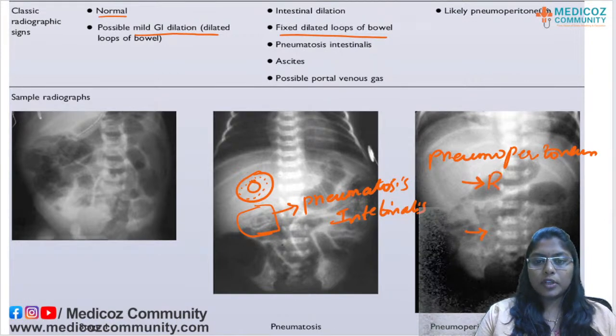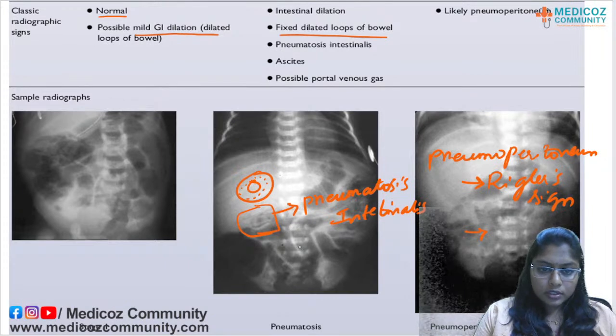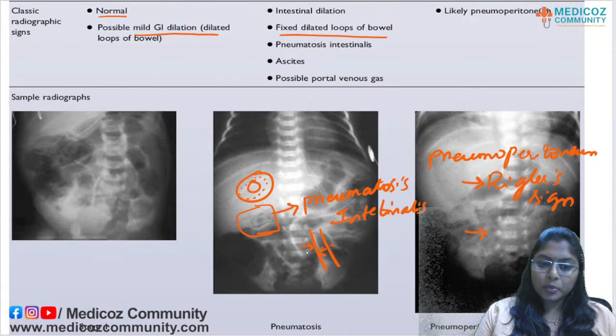The most important signs for pneumoperitoneum are Rigler's sign. That is, both the walls of the bowel are seen here. This is the bowel lumen. This wall is seen as well as the lumen is seen, and from outside, from intraperitoneal, because of the presence of intraperitoneal free air, we are able to see both sides of the bowel. That is Rigler's sign and football sign. Because of the intraperitoneal air, we will be able to see the falciform ligament.